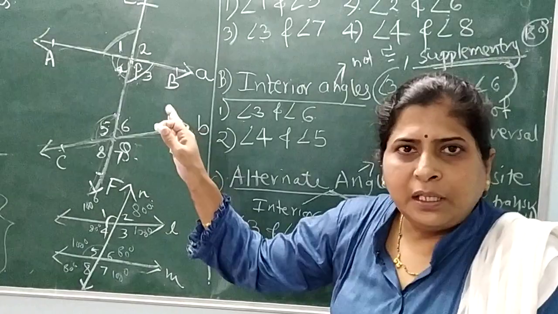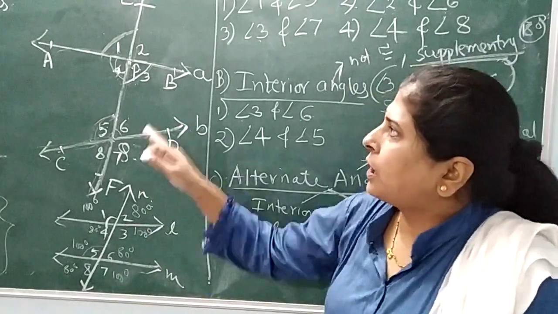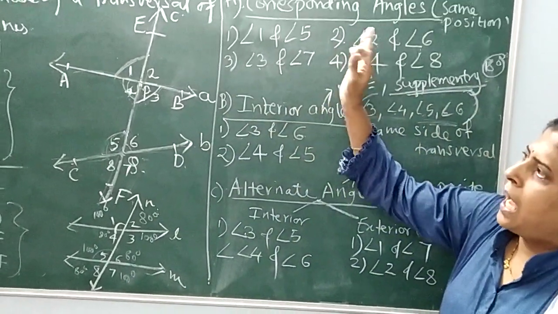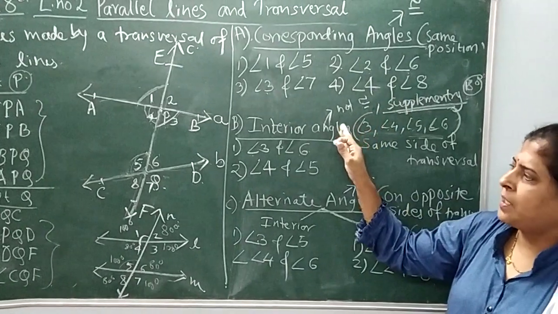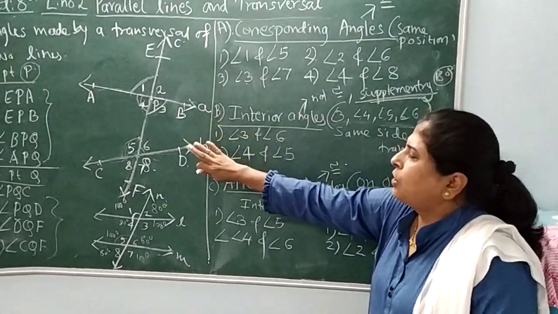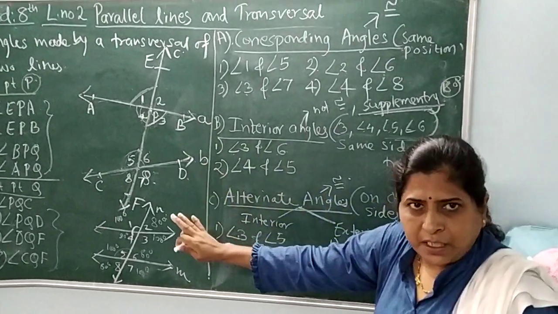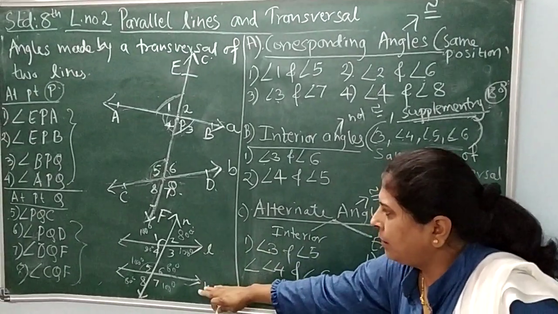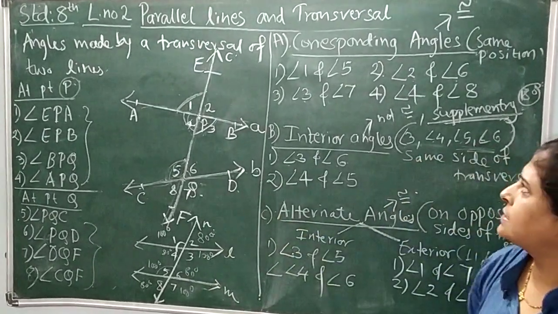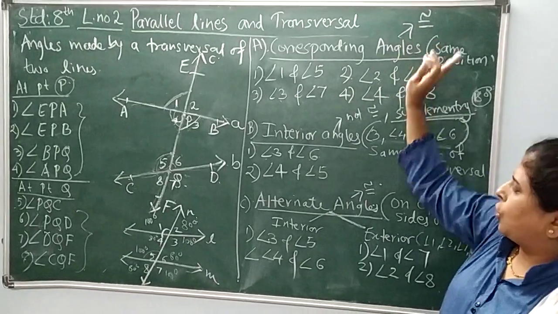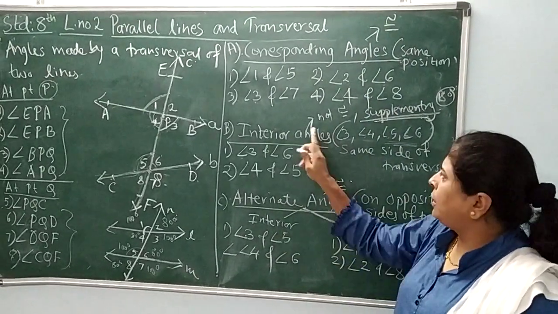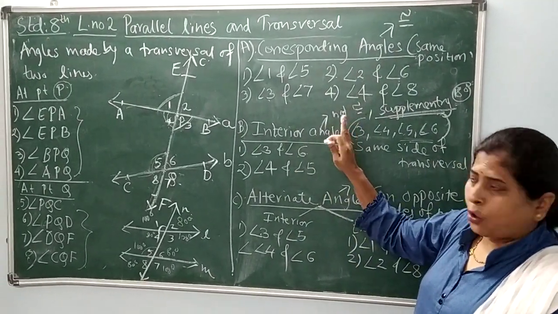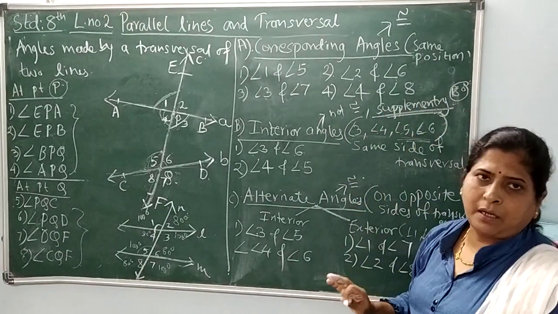So in this video we have seen what are the types of angles made by a transversal. If the lines are not parallel, we cannot state anything about the measures. But if the lines are parallel, intersected by a transversal, then corresponding angles are congruent, alternate angles are congruent, and interior angles are not congruent, but they are supplementary. Thank you.